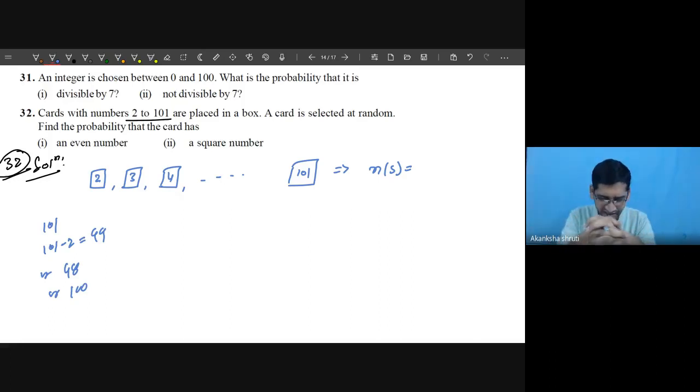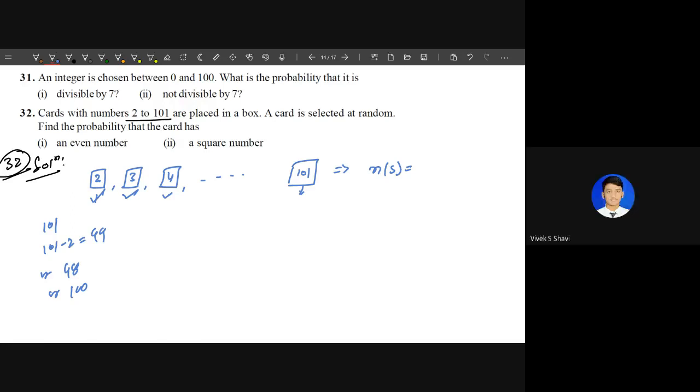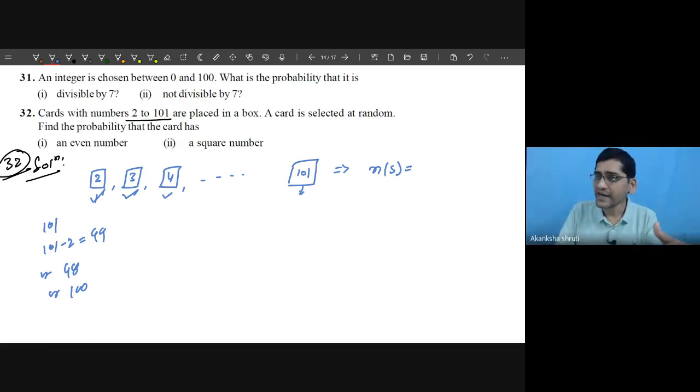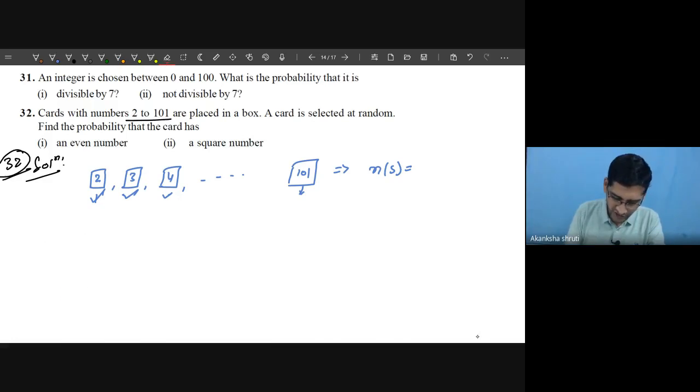How many cards are here? None of you are able to tell. If you are counting this as the first card, second card, third card, which card is this one? How many cards are there? Sir, 100. So it is 100. Student, it is starting with 2, so it appears very easy just by observing. But in our mental ability test, we will learn in more detail how to allocate the positions. So here it is our 100 cards.